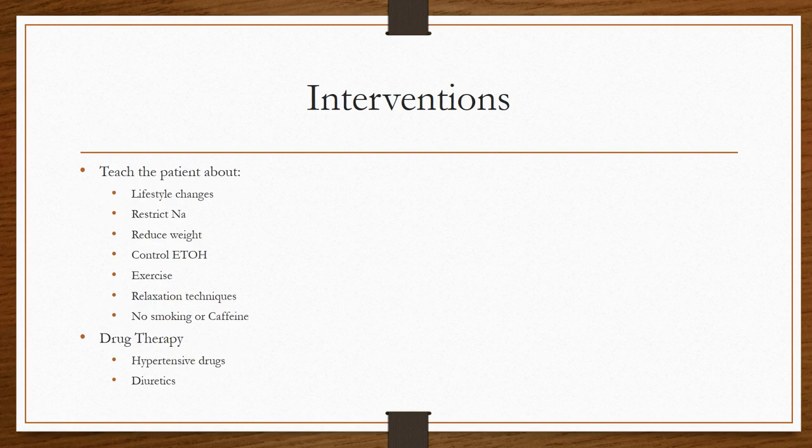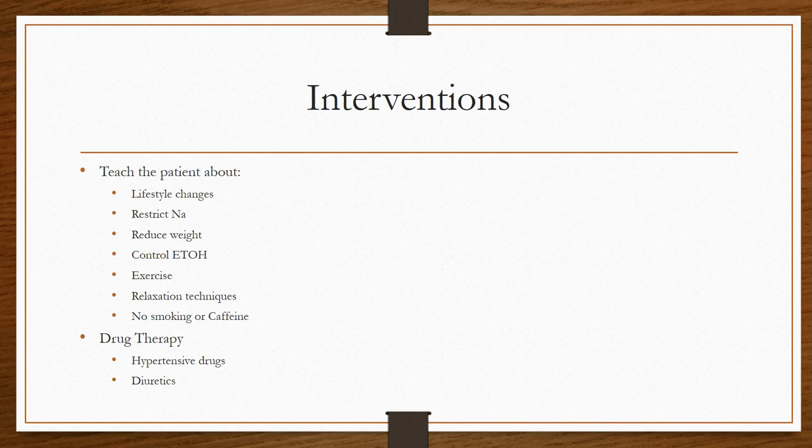Interventions: teach the patient about lifestyle changes. Again, you want to teach them about not smoking, losing some weight, eating healthier, exercise, and restricting sodium, based on trying to keep the water weight off. You want to control the amount of alcohol that you drink. The more alcohol you drink, because it's a dehydrator, that causes issues. Again, we mentioned exercising, do relaxation techniques, whether it be yoga, reading, or watching TV. I mean, just whatever you can do to relax. Again, no smoking and caffeine because they're vasoconstrictors.